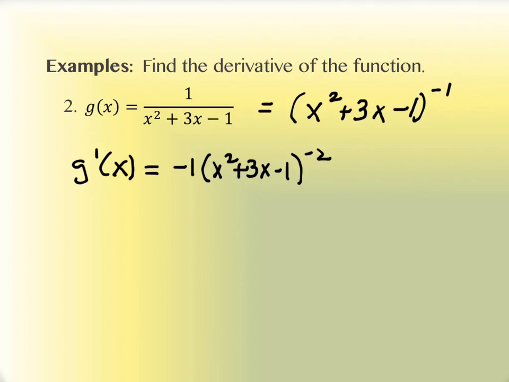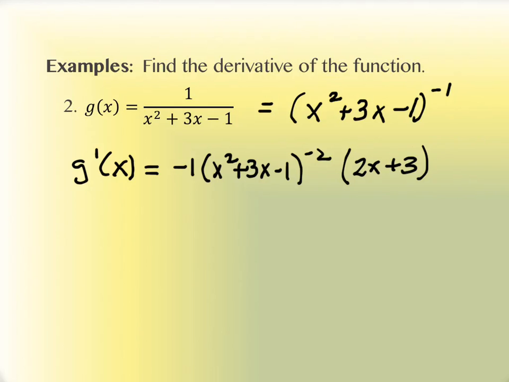Then what do I need to do? Derivative of the inside. So what's the derivative of x squared plus 3x minus 1? Perfect. Now this one actually simplifies again, and it simplifies pretty quickly. I can combine that 2x plus 3 that's at the end with the -1 at the front, just like I did in the last problem.